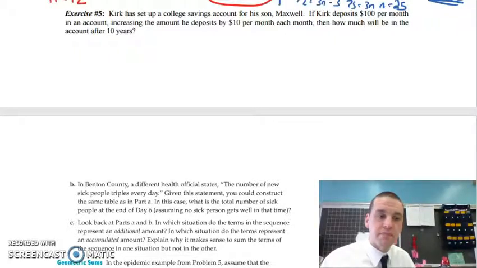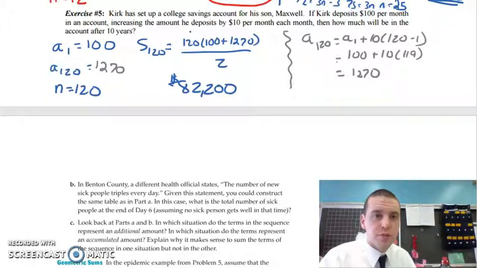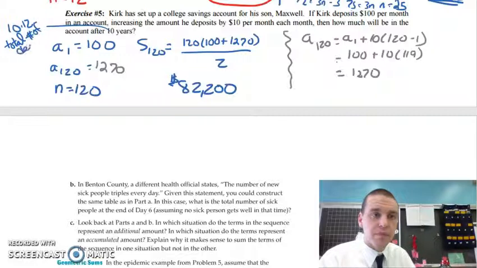Pause it. So we have $100 per month, increasing the amount he deposits by $10 per month each month. How much will he have after 10 years? Well, the thing you have to remember is 10 times 12 will be the total number of deposits. So there's the work. Pause it if you need to. I have it all out there.